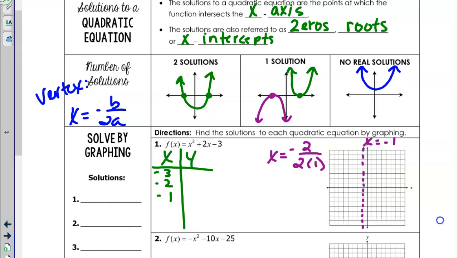And then you can go up. So 0, and then 1. So at the vertex, we're basically going out on the graph. We're going to graph where 0 is and what 1 is. And we're going to graph what negative 2 and negative 3 is. Everybody okay so far? Okay.